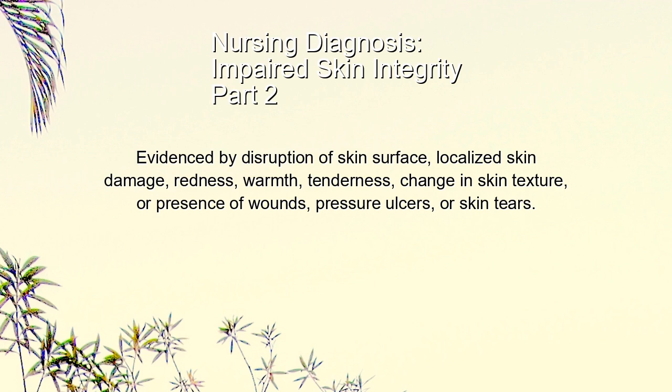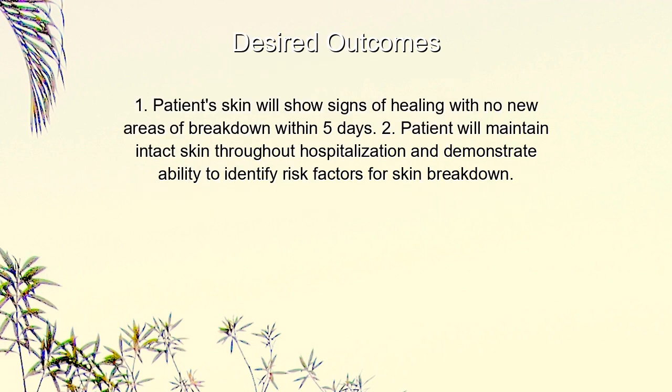Nursing diagnosis: impaired skin integrity, part 2. Evidenced by disruption of skin surface, localized skin damage, redness, warmth, tenderness, change in skin texture, or presence of wounds, pressure ulcers, or skin tears. Desired outcomes. 1. Patient's skin will show signs of healing with no new areas of breakdown within 5 days.